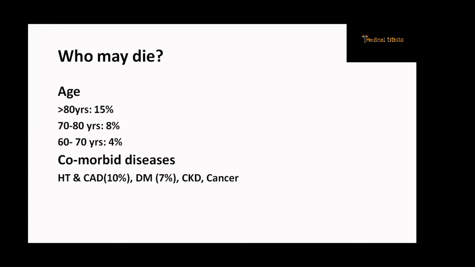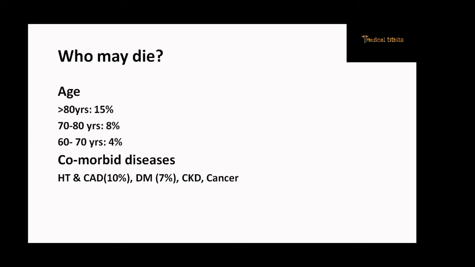Now, the question is, who may die? Indian statistics show that if age is more than 80 and there is COVID illness, then 15% may die. At 70 to 80, it is just half of that, that is 8%. At 60 to 70, it is 4%.